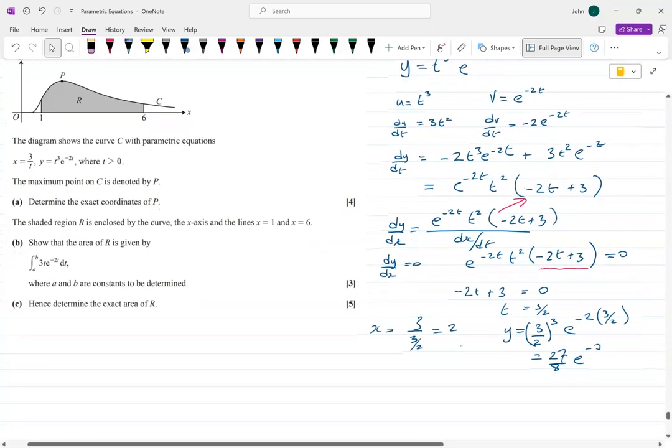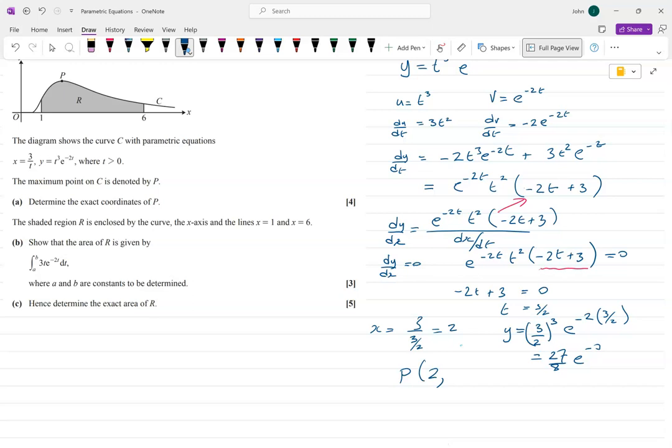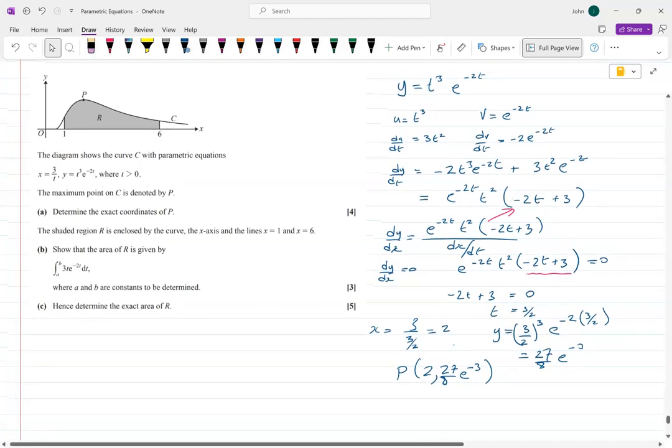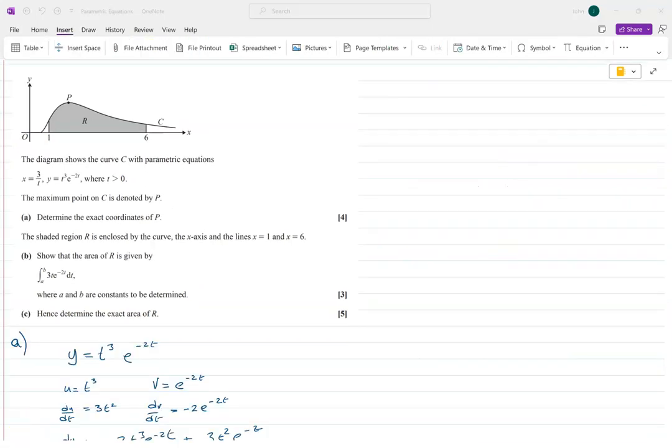So the maximum point, point P, has coordinates (2, 27/8 e^-3). Okay, so I'm just going to move that around so I can have space for the next part, which involves parametric integration. As I say, this is one of the only times this has actually come up on the paper.